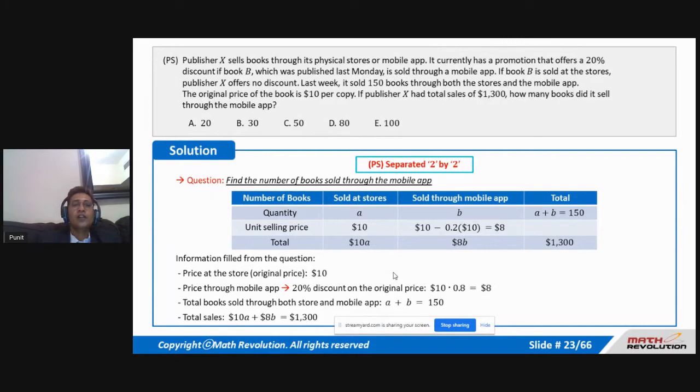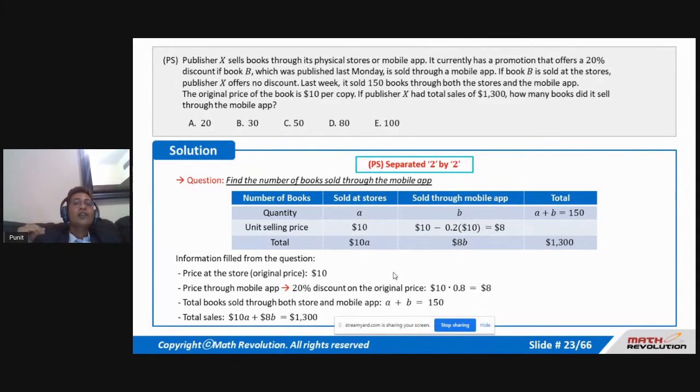So for the total value, if one chocolate costs $10, for two you would pay 20. That means you're multiplying, not adding. A quantity gets multiplied by the unit selling price. So A times 10 becomes 10A dollars, and B times 8 becomes 8B dollars. In the last line of the question it says publisher X had total sales of $1,300. That's the total sales he has made, so 10A plus 8B equals 1,300.